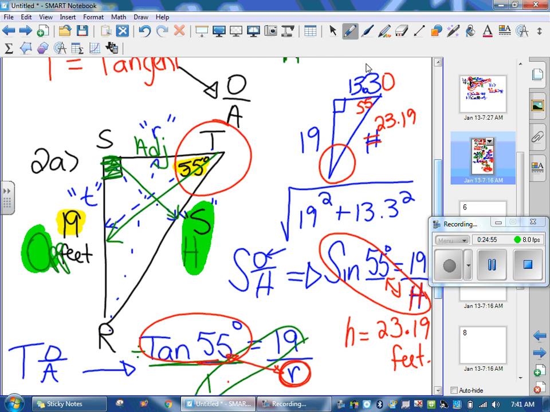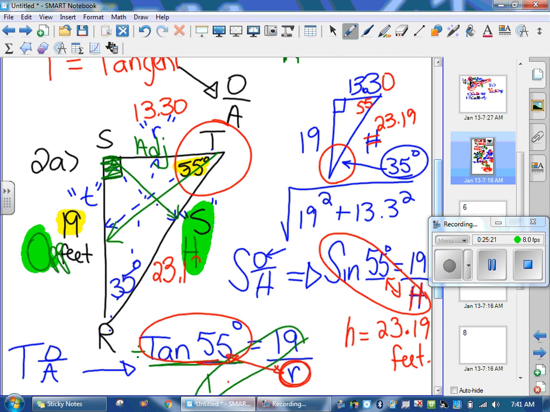So that means angle R. I can go over to my big diagram now, and I can label it 35 degrees. My adjacent side I found was 13.30. And again, my hypotenuse I just found was 23.19. There's your first example of solving a right triangle.